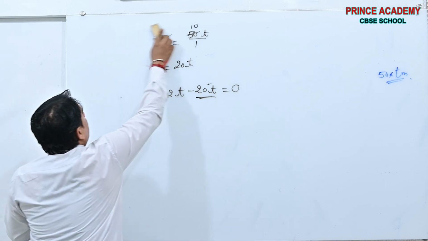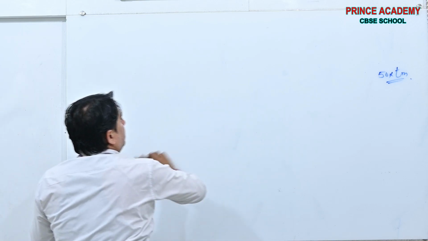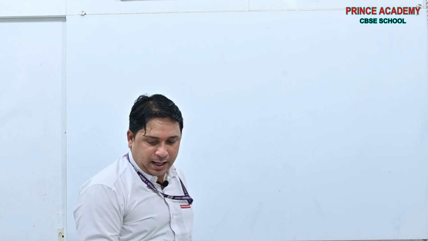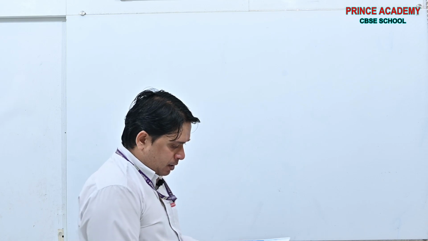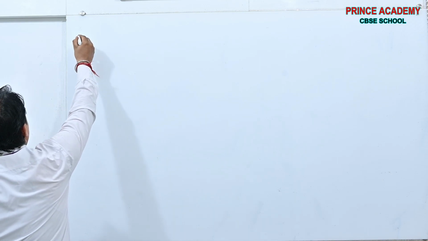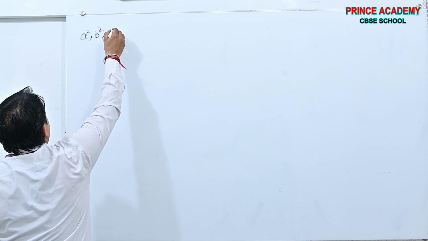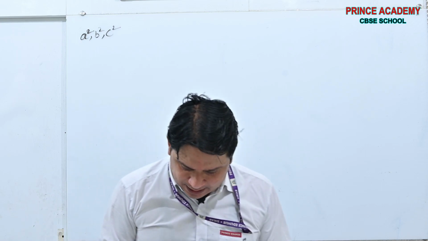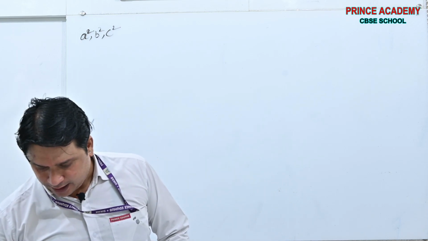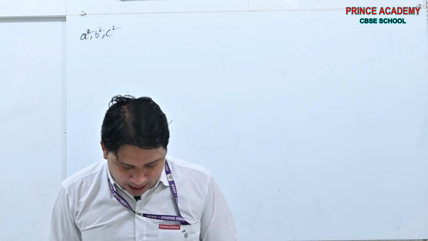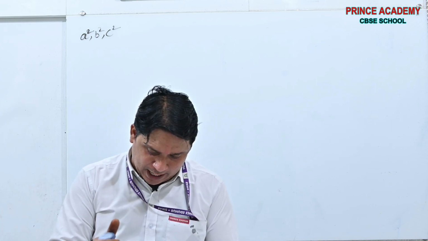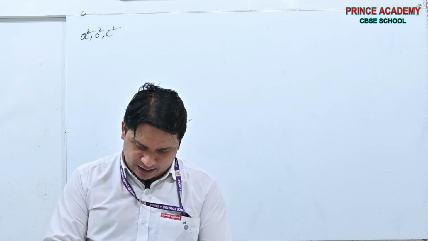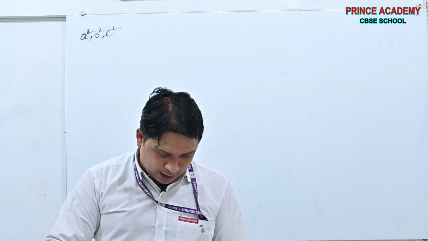The last question asked by the student, I am solving here. Then from the next lecture we will move to further chapters. Next question. See beta, a square, b square, c square. These are in AP. Then we have to prove that a by b plus c, b by c plus a, and c by a plus b, these are in AP.